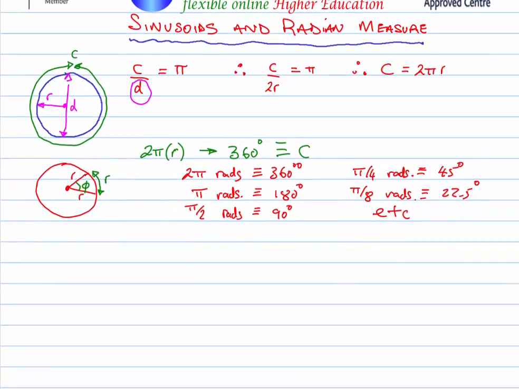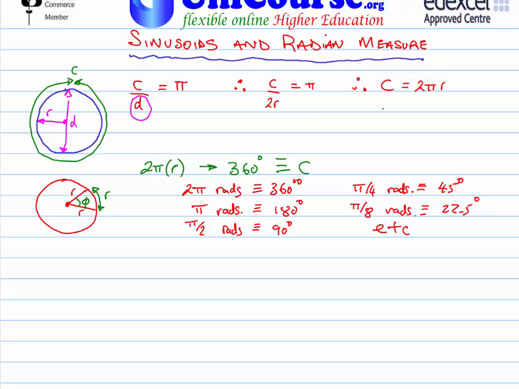So that's basically what we mean by a radian. It's the angle made, or the angle which is subtended by a section of the circle where the outer section here is r. So that makes it very, very special.